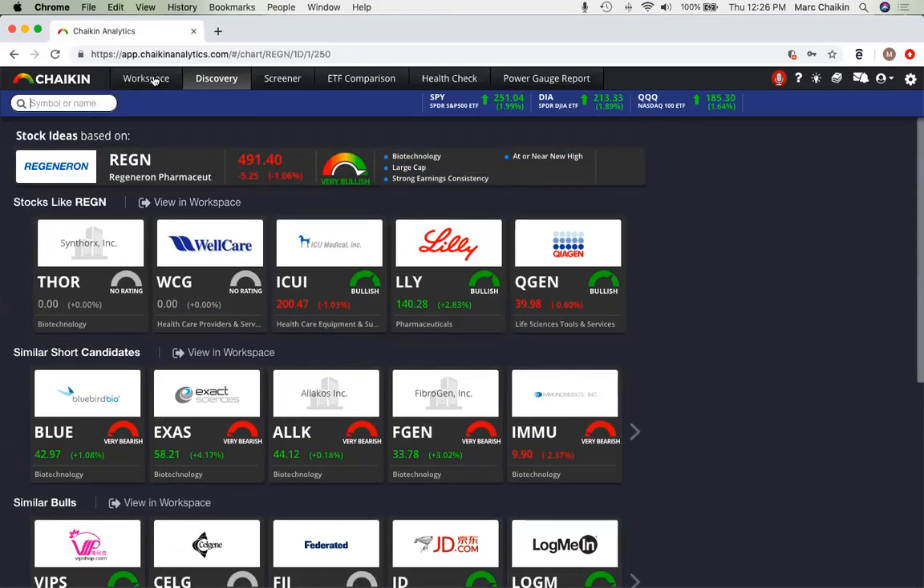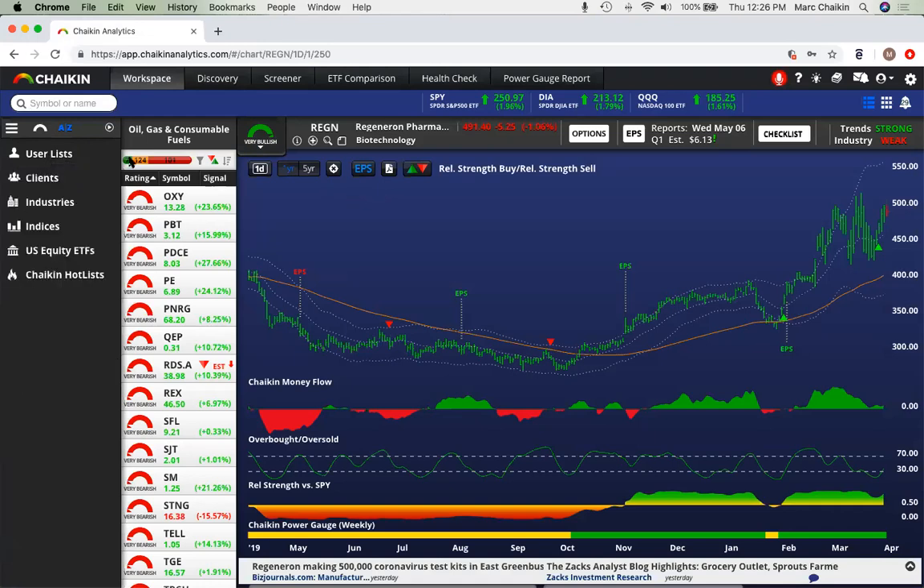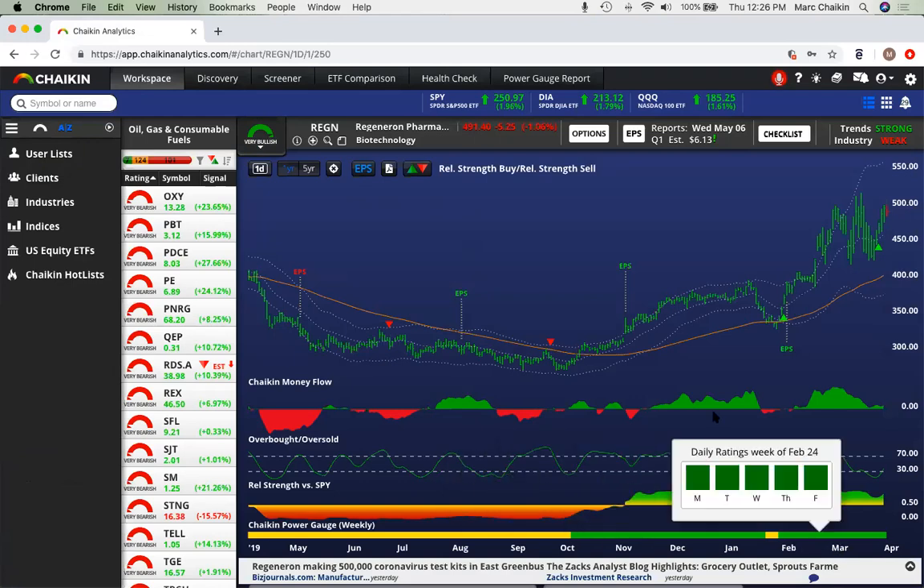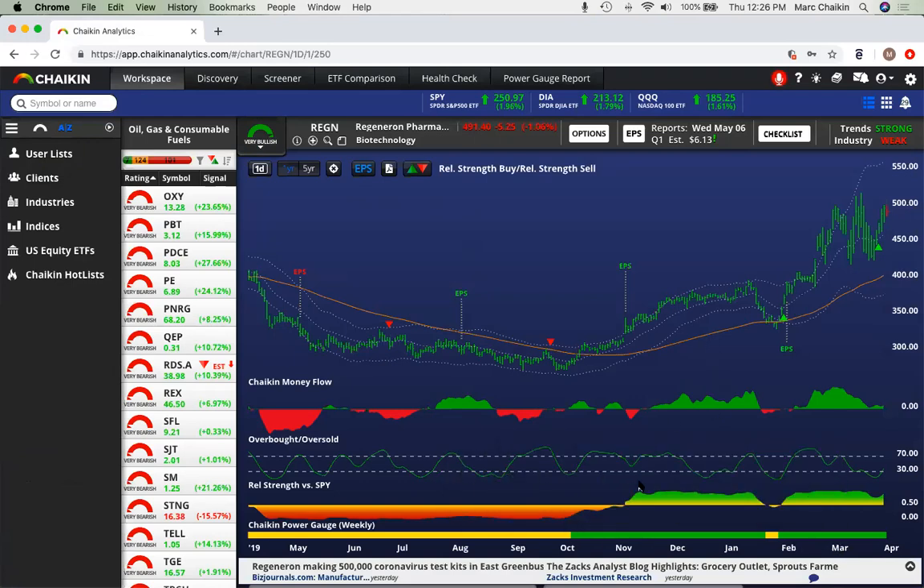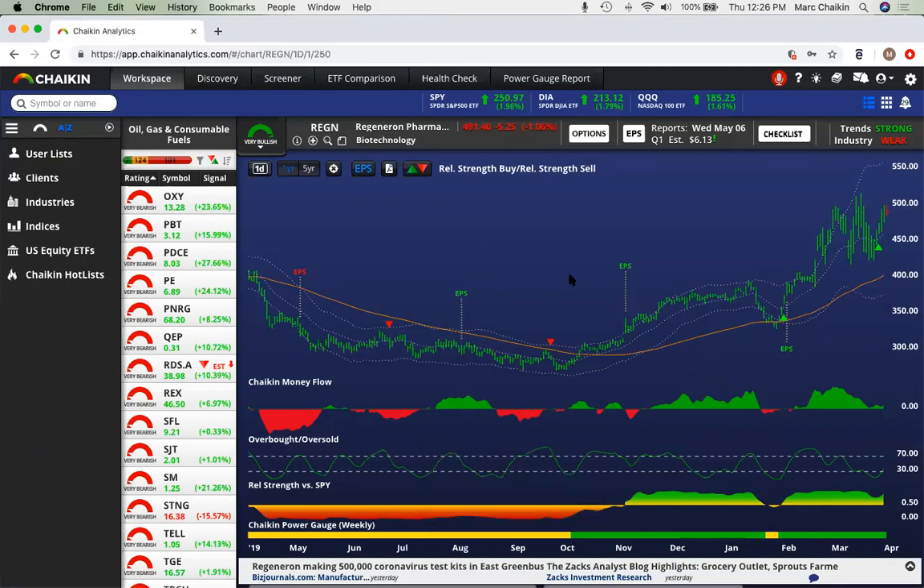So let's go back into the workspace, since we've spent so much time on the bearish case, and look what a bullish stock looks like in Chaikin Analytics. So again, power gauge rating at the bottom of the chart, that's our go-to technical fundamental indicator. It's been bullish since October. So long before the corona crisis surfaced, the fundamental potential for Regeneron's been bullish since October 7th.